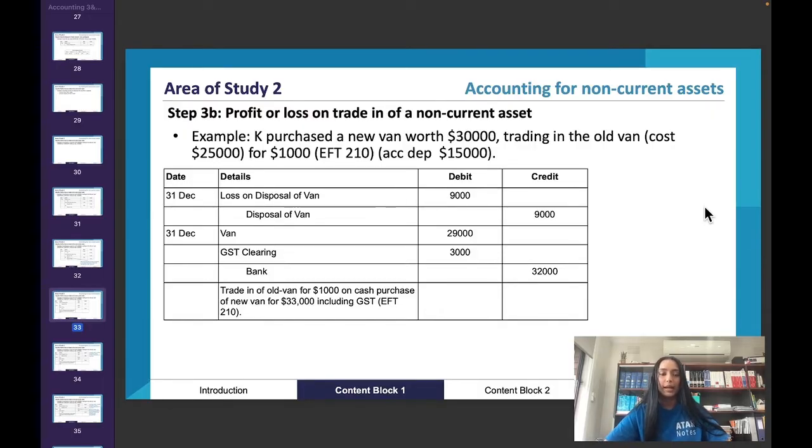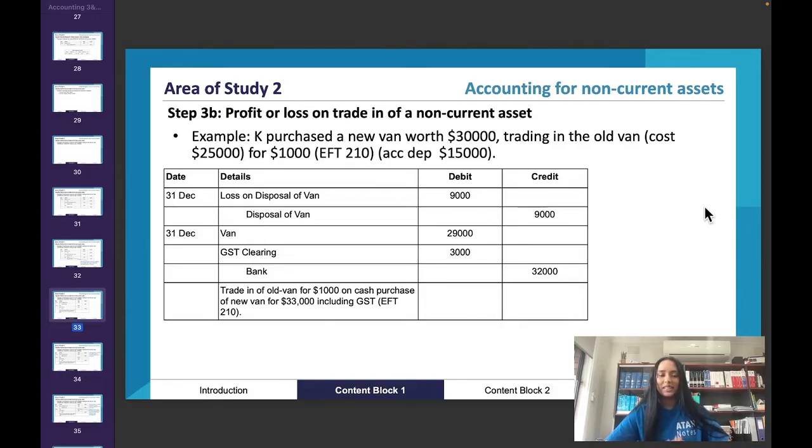And so we record that by debiting loss on disposal of van, which is an expense account, by $9,000, and crediting disposal of van $9,000 to show that that loss has occurred. And then once we've recorded the disposal, so after we record the loss, we finish recording the disposal of the old van, and once we finish that, we also need to record the purchase of the new van.